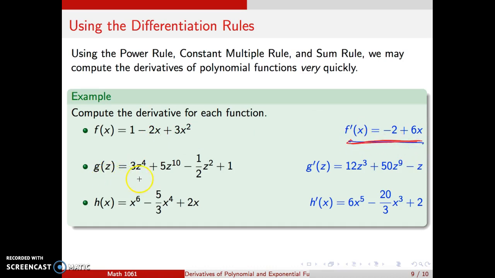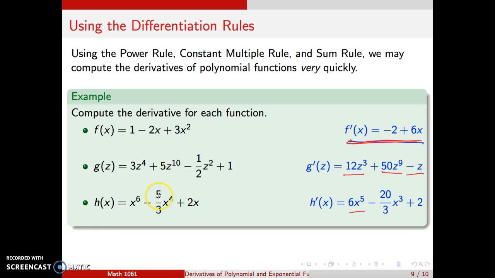G of z, this function, you see it as a polynomial, or even if it's not a polynomial, something that I can use. I break it down into the pieces. 3 times the derivative of that, so I wouldn't even probably think about that. It's just say 12z cubed, right there, plus 50z to the 9th, count down by 1 on the exponent. 2 comes down, so that's a 1, z to the 1, so minus z. Constant term here, just a 0. Done.